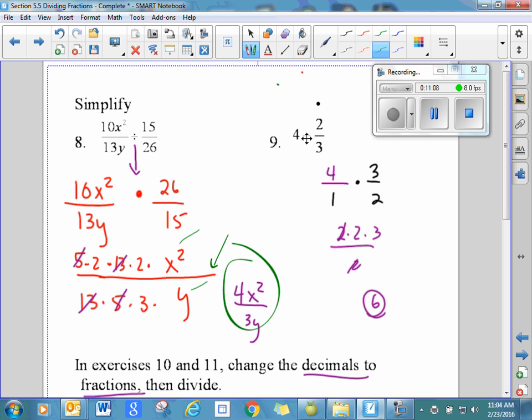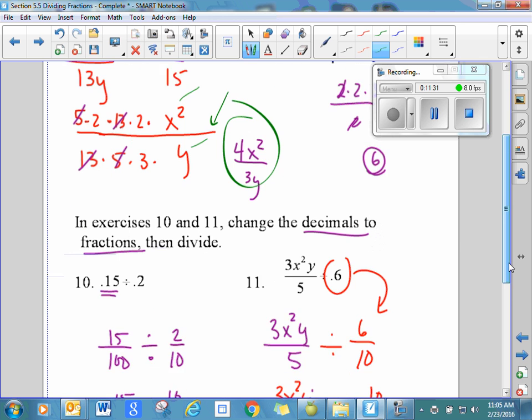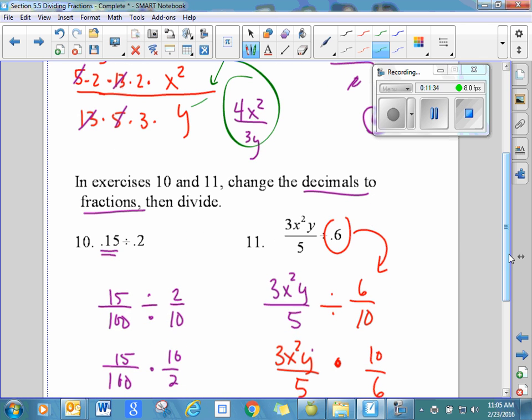4 divided by 2 over 3. This is like 4 over the ghostly 1. If you want to make him a fraction and it helps you see it a little clearer, then do that. Make it a multiplication problem. 4 over 1 times the reciprocal, which is 3 over 2. Single fraction bar, cancel, cancel. 6 is your answer. Okay, a couple more, and then we're going to stop.